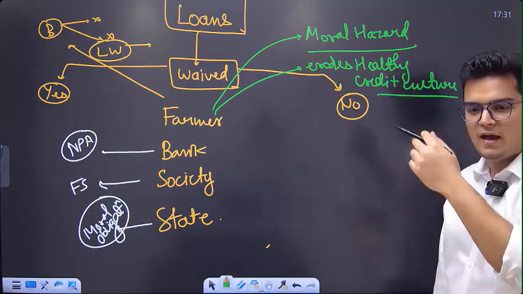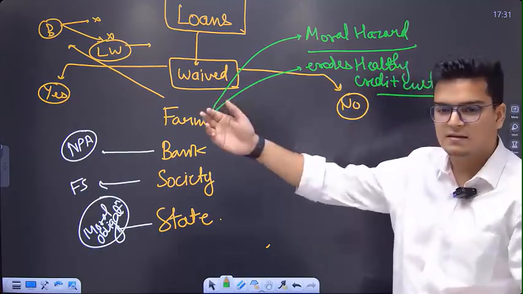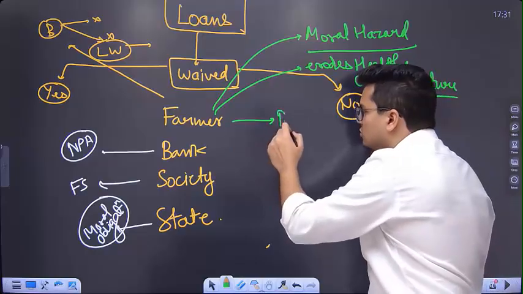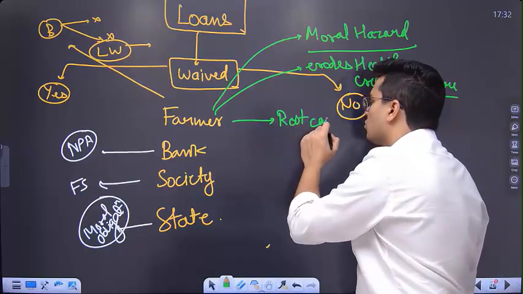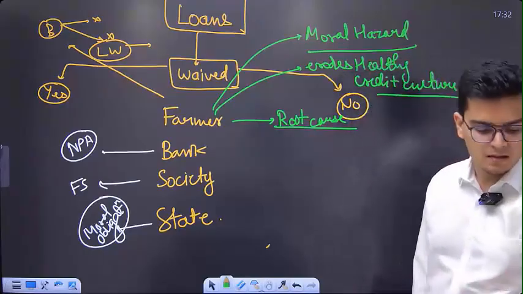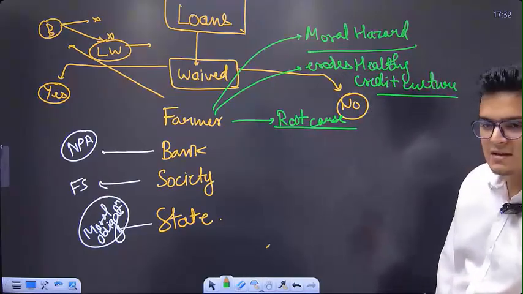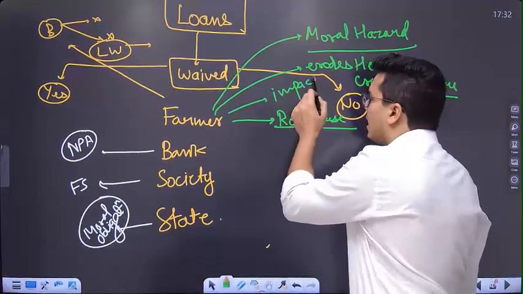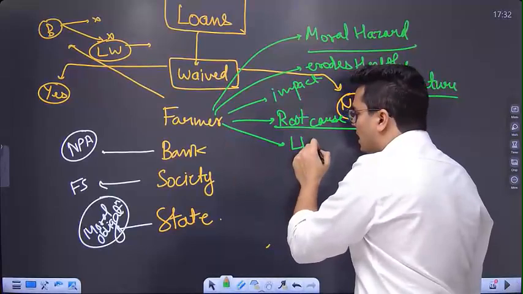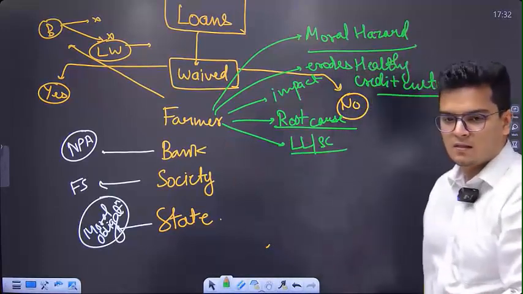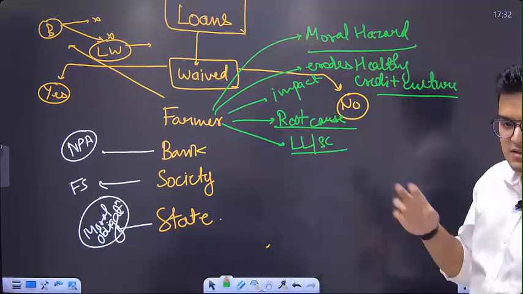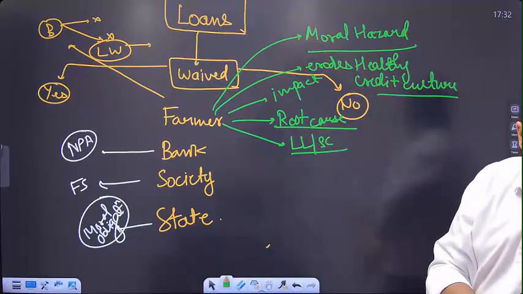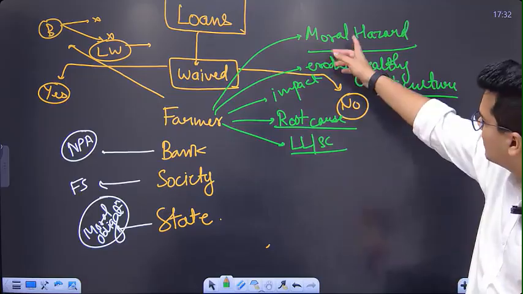So the idea of a healthy credit culture, that credit is given, then it is repaid, gets eroded. Then it does not solve the root cause of the problem. The root cause remains unaddressed. Then the impact is uncertain. There is no guarantee that it will have a certain impact. And lastly, what about landless laborers and sharecroppers? Their problems are not solved because they are not landed people, but they are the ones who are in most distress. Now, from the banks, again, healthy credit culture is eroded.